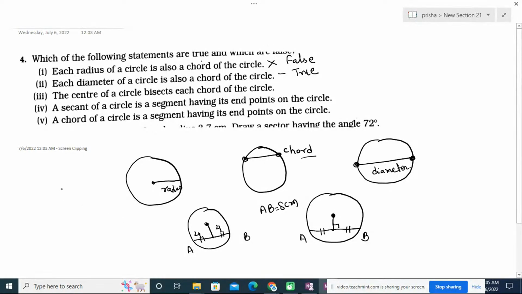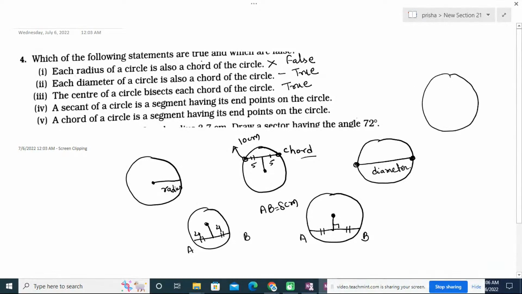Okay? For example, if we have another line, this is the center. If we draw this, for example, the length of this chord is, for example, 10 centimeter, then it will bisect as 5 and 5. This is an important property of chord. Clear? So this is true. Understood? Now, secant of a circle is a segment having its end points on the circle.